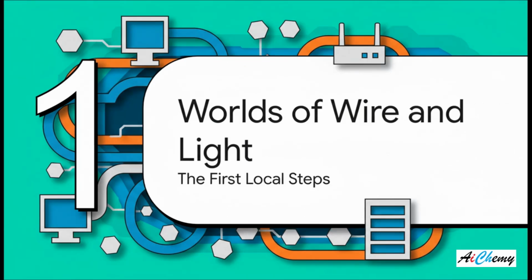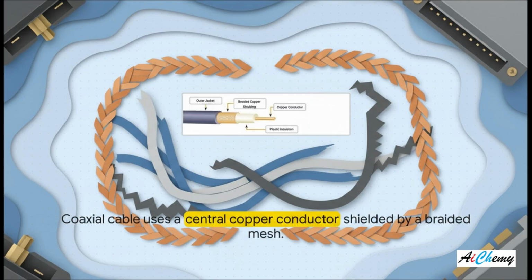Okay, so our journey begins right here, close to home, on what you could call the local roads of our network. These are the physical cables plugging your computer into your router or connecting all the devices in an office. They are the absolute first step for any piece of data going anywhere. I bet you've seen this cable before, right? It's the one that probably connects your TV or your cable modem.